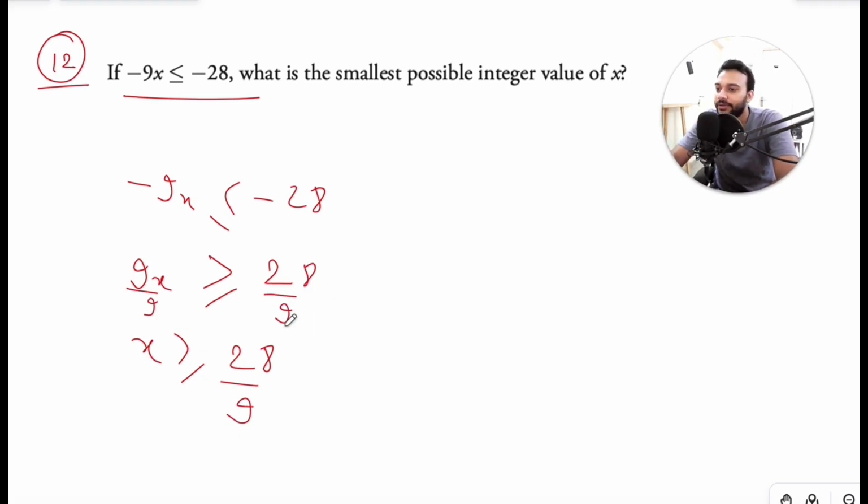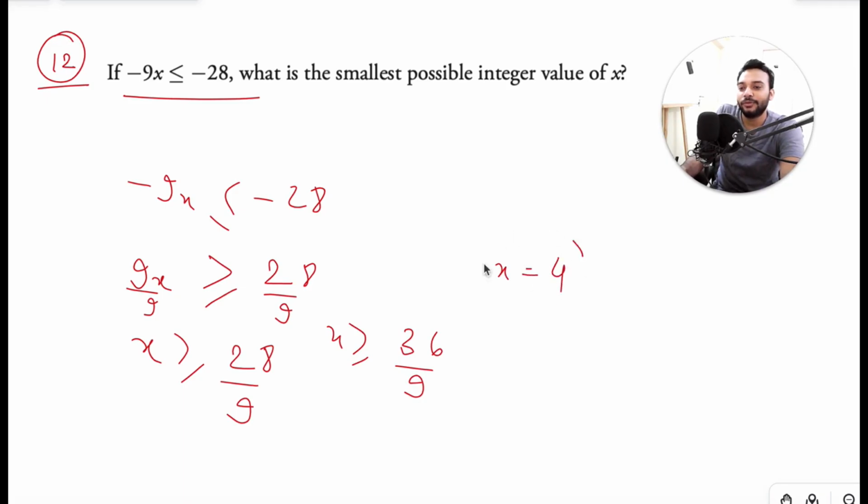Now, x is greater than or equal to 28 over 9. That means it'll be bigger than this, greater than or equal to. So smallest possible integer value, 28 over 9 is not going to yield an integer. 29 over 9 also, 30 over 9 also. Had it been 27 over 9, we could have straight away said a 3. So now the next smallest integer is going to be 36 over 9. This is going to yield an integer, x greater than or equal to 36 over 9. And that's going to be 4. X is equal to 4.